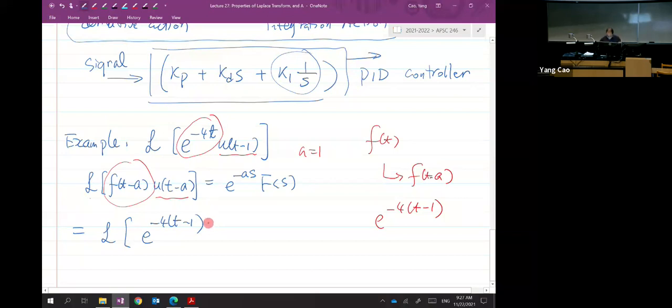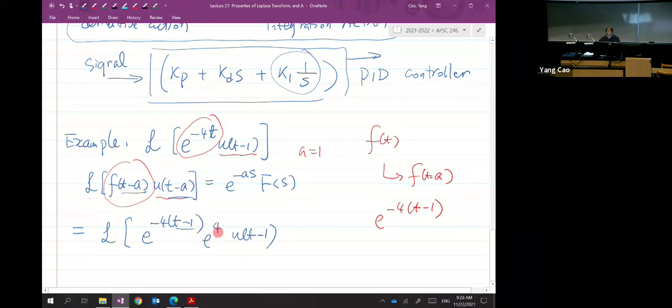Sorry, come again? U of t minus 2, well, then I don't have a match over these two anymore, right? Now I want to keep this u of t minus 1 here so that I have exactly t minus a, in my case, t minus 1. Okay, that's what I want to keep. Yes.